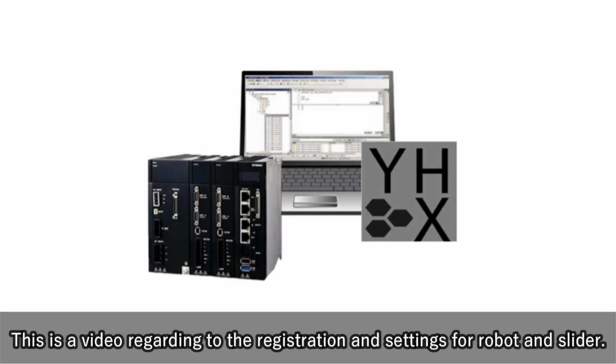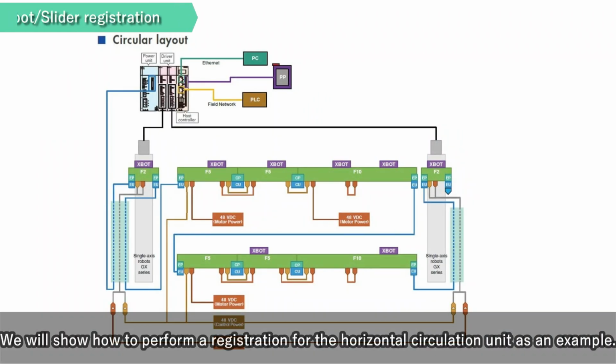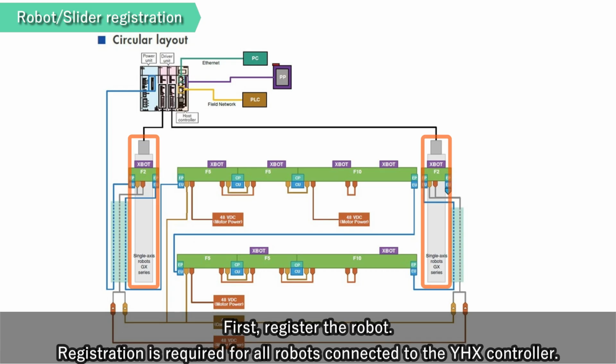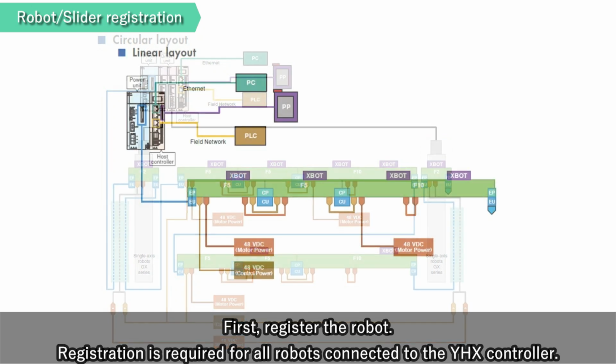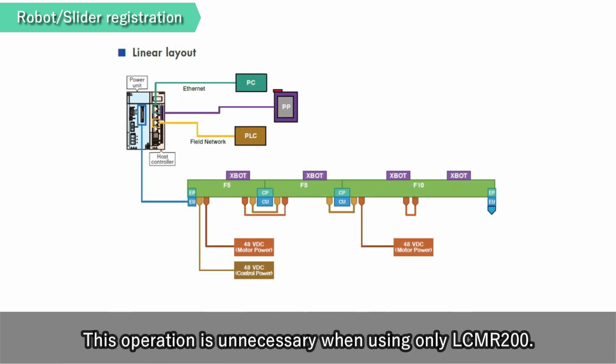This is a video regarding the registration and settings for robot and slider. We will show how to perform a registration for the horizontal circulation unit as an example. First, register the robot. Registration is required for all robots connected to the YHX controller. This operation is unnecessary when using only LCMR200.